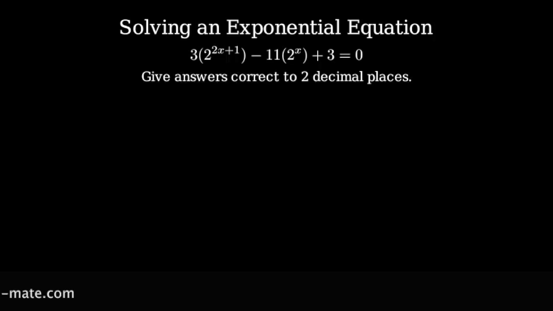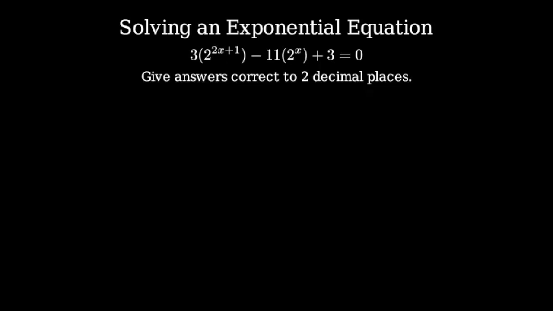Step 1. Let's simplify the first term, 3 times 2 to the power of 2x plus 1. We can use the exponent rule that says a to the power of m plus n equals a to the power of m times a to the power of n. Applying this, 2 to the power of 2x plus 1 becomes 2 to the power of 2x times 2 to the power of 1, which is just 2.